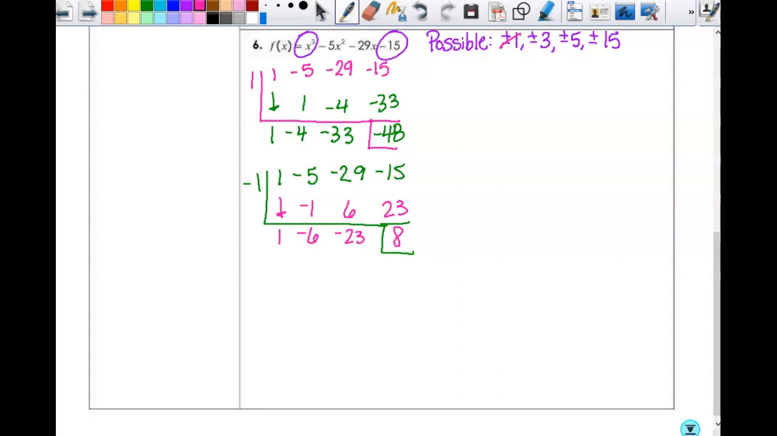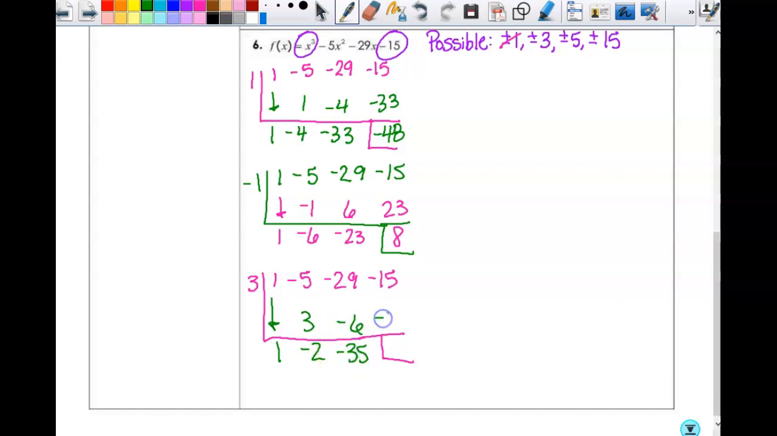So now move on to, not 2, because 2 isn't up there, I move on to 3. All right, so for 3, I'm still using 1, negative 5, negative 29, negative 15. Run through that, bring that 1 down, and that's 3, negative 2, negative 6, negative 35. 3 times a negative 35 is a negative 105, and then this gives me negative 120. So positive 3 is a big fat no also.